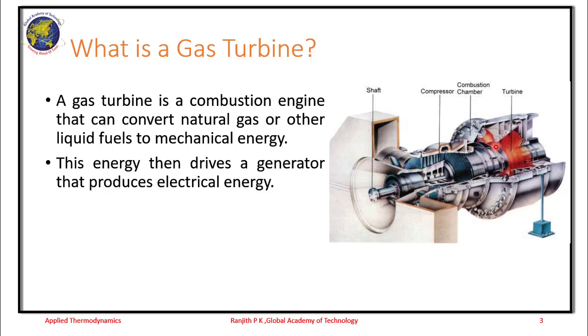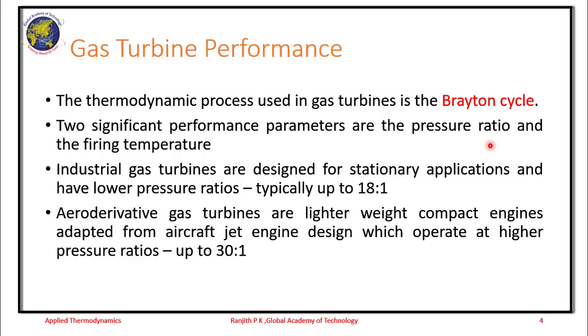The gas turbine performance is approximated using thermodynamic processes, and the cycle is known as the Brayton cycle. The two significant parameters here are the pressure ratio and the firing temperature. The pressure ratio is the ratio of pressures at which the turbine operates, and the firing temperature is the temperature at which the fuel supply occurs to the system.